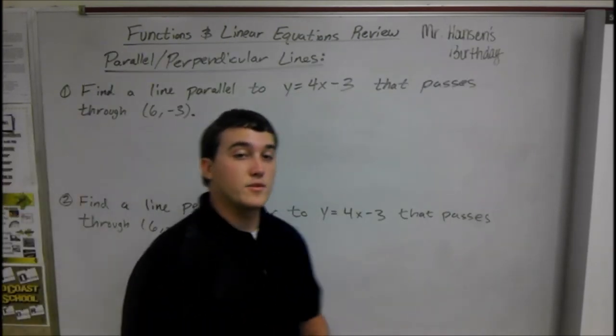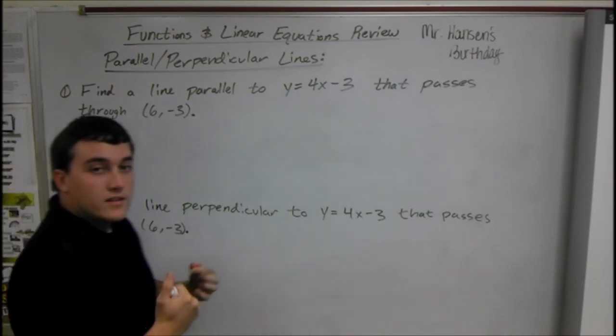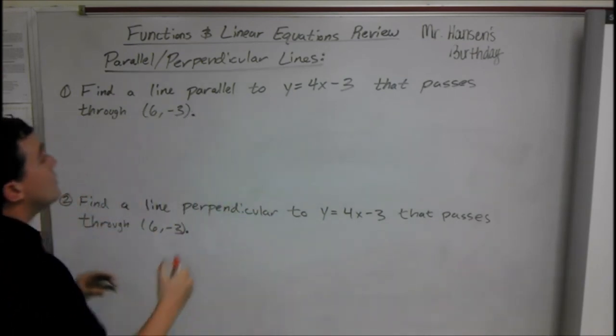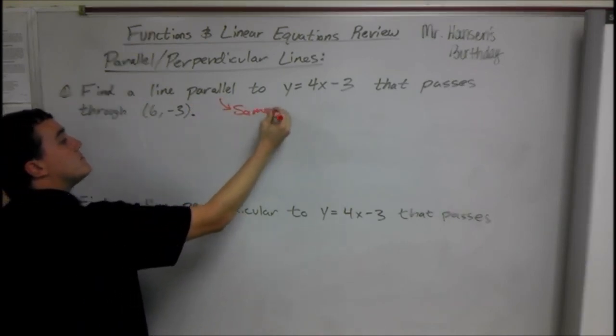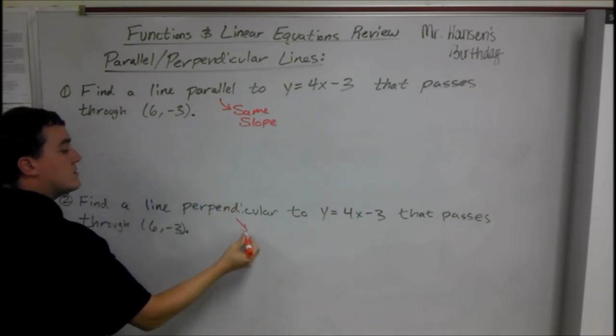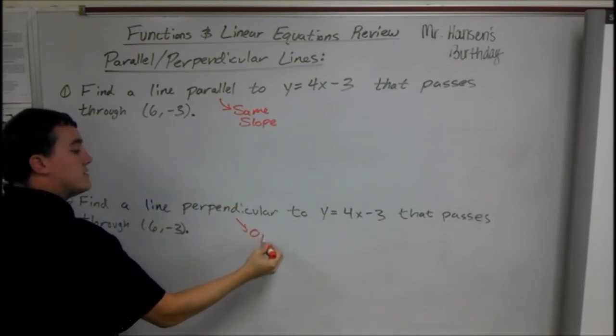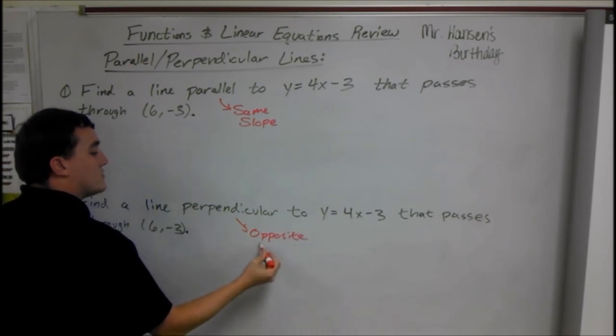Alright, and the last thing I'm going to talk about is parallel and perpendicular lines. Now they love to ask these on tests like the PERT test. So parallel lines we know have the same slope. Whereas perpendicular lines have opposite reciprocal slopes.